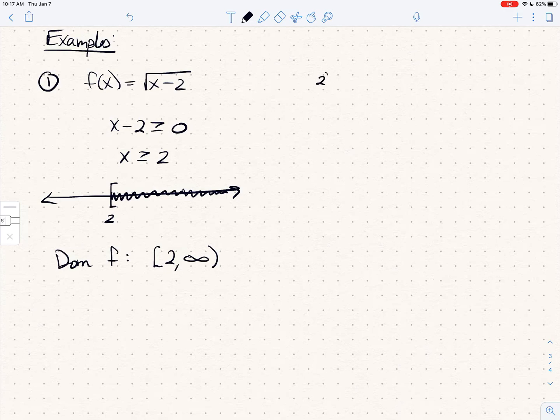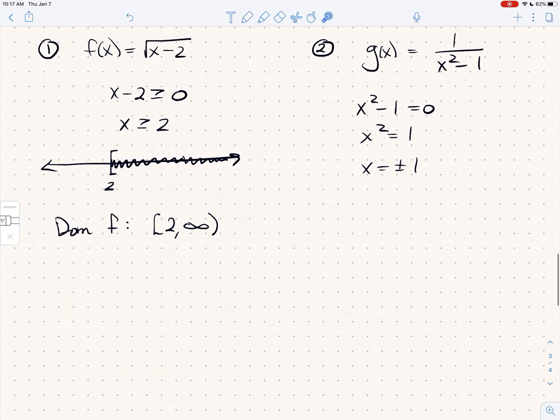Here's another example. Let's consider the function g of x equals 1 over x squared minus 1. And so we realize, oh, there's a fraction here. It's possible I could divide by 0. Let's look where the bottom equals 0, and I get x squared equals 1, so x is plus or minus 1. And even though I solved where the bottom equals 0, I'm actually fundamentally interested in those values x that don't make the bottom 0. So in the end, these are the values that I don't want to allow.